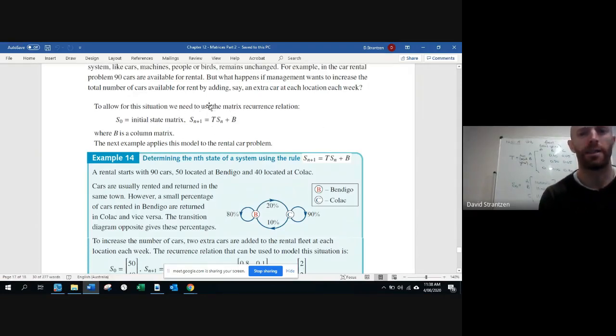So what we end up with is a recurrence relation model that is a little bit different. We've got an extra bit at the end, which is an extra matrix added or subtracted. We've still got our initial state matrix, which is still called S0. Most of the recurrence relation looks the same, except we've got this extra bit added on at the end.